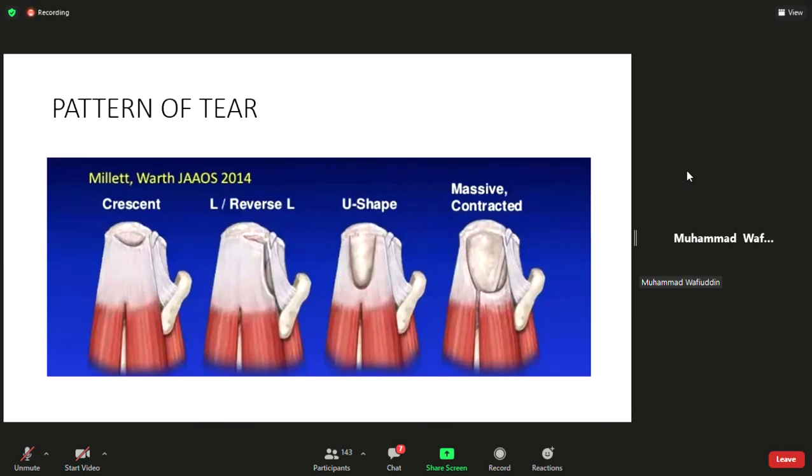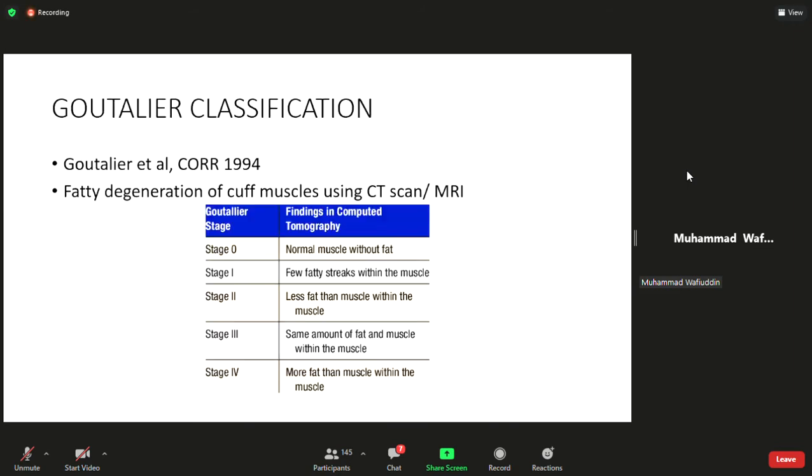We also classify, and this is more intraoperative, by shape: a crescent shape, a reverse L shape, a U shape, or a contracted shape. This is when we do the scope. When we do the scope, we can see the pattern of the tear in the shoulder and see the severity.